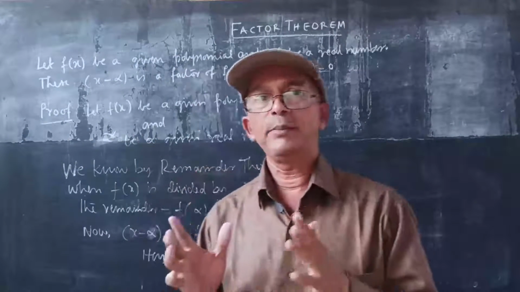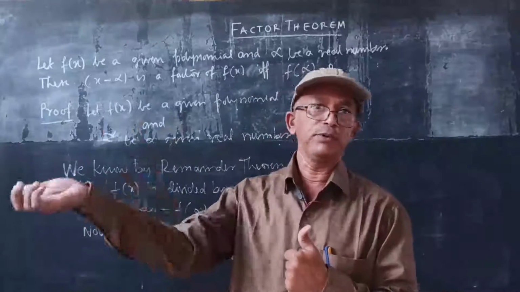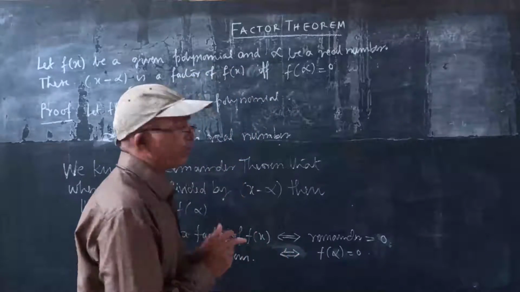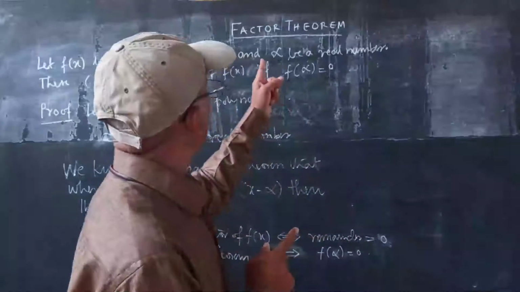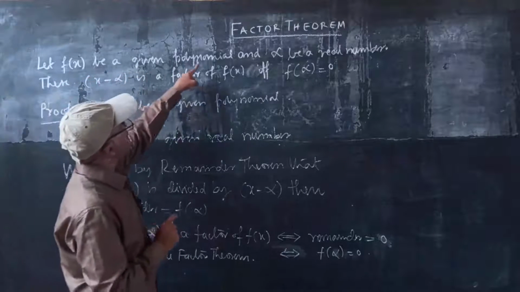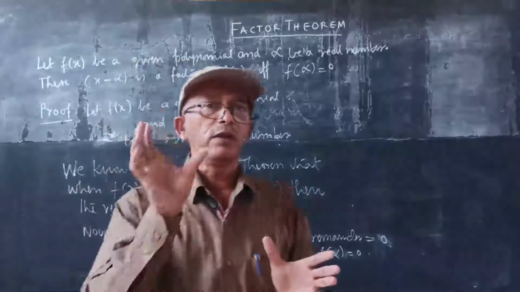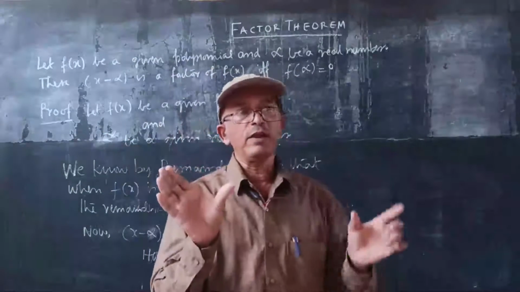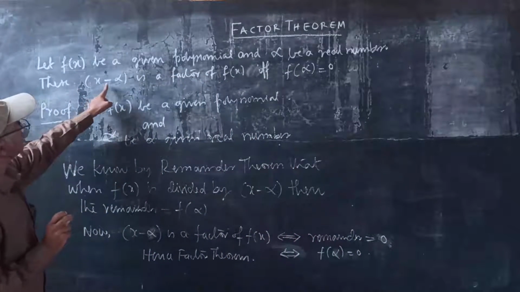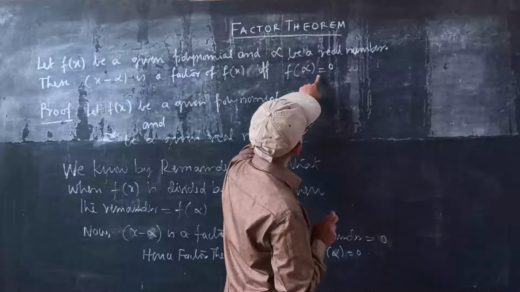After knowing the basics of the concept of factor, with the previous example we have shown, now we are going to prove the theorem, that is the factor theorem. So this is the statement of the factor theorem. Let f(x) be a given polynomial and alpha be a real number. So in the statement, what is given? A polynomial is given and a real number is given. Then we have to prove x minus alpha is a factor of f(x) if and only if f of alpha is equal to 0.